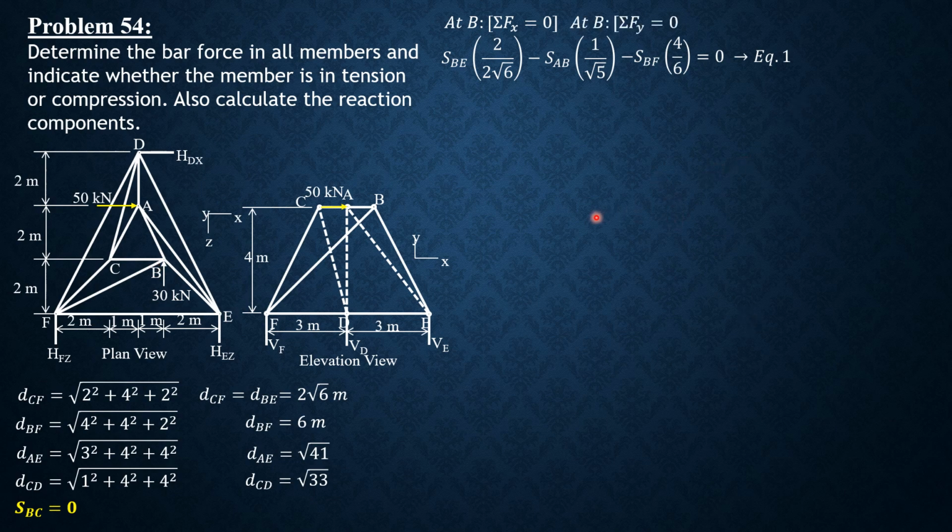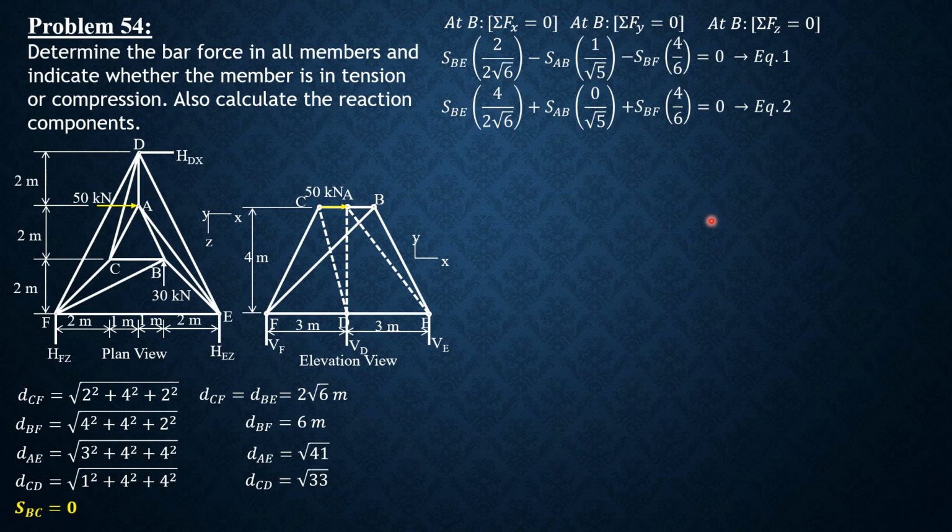Summation forces Y at B equals 0, going down positive. All the forces BE and BF are going down, except AB, which is in a plane. So SBE times 4 over distance 2 square root of 6 plus SAB times 0, because AB is on the XZ plane, there's no Y movement, 0 over square root of 5. Then plus SBF times 4 over 6 equals 0. So that's equation 2.